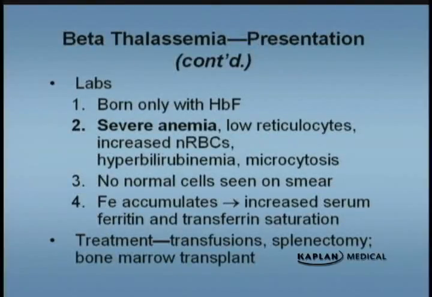Patients are basically born with only hemoglobin F. They will develop a severe anemia. There will be no normal cells seen on a bone marrow smear. And the treatment for these patients will be, again, transfusions and splenectomy, and eventually bone marrow transplantation. But look for these patients to have a somewhat different appearance because of the expansion of the bone marrow cavities.